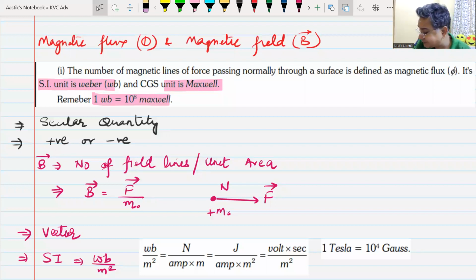Now let us move ahead. We'll just understand these terms because you just need to remember them. There's no way of understanding them. You just have to remember these terms. Now, whenever you put a magnetic substance in a magnetic field, what will happen to that magnetic substance? It experiences magnetic force.